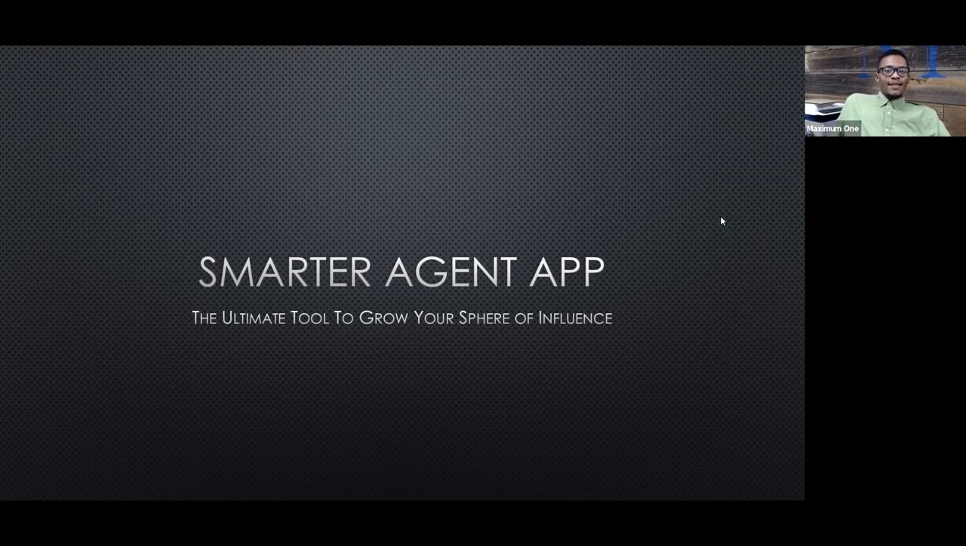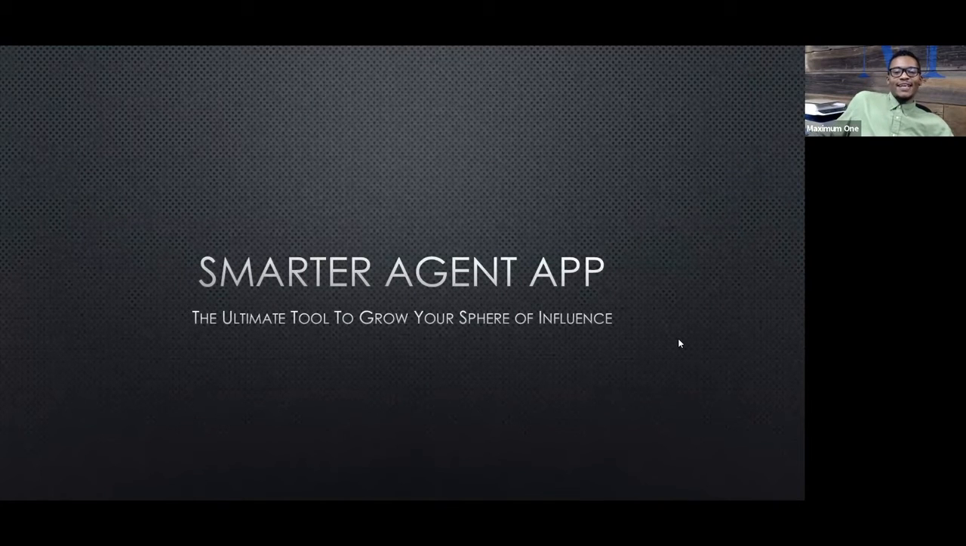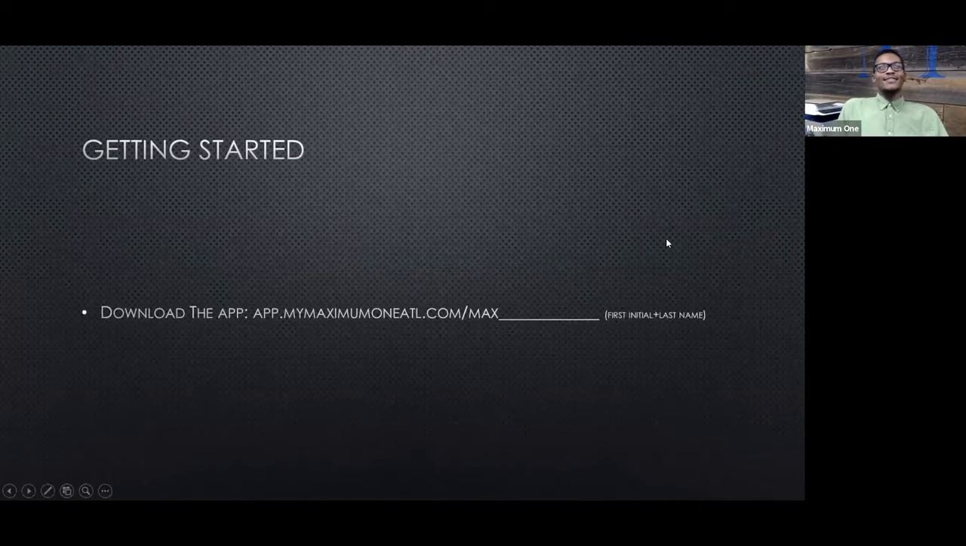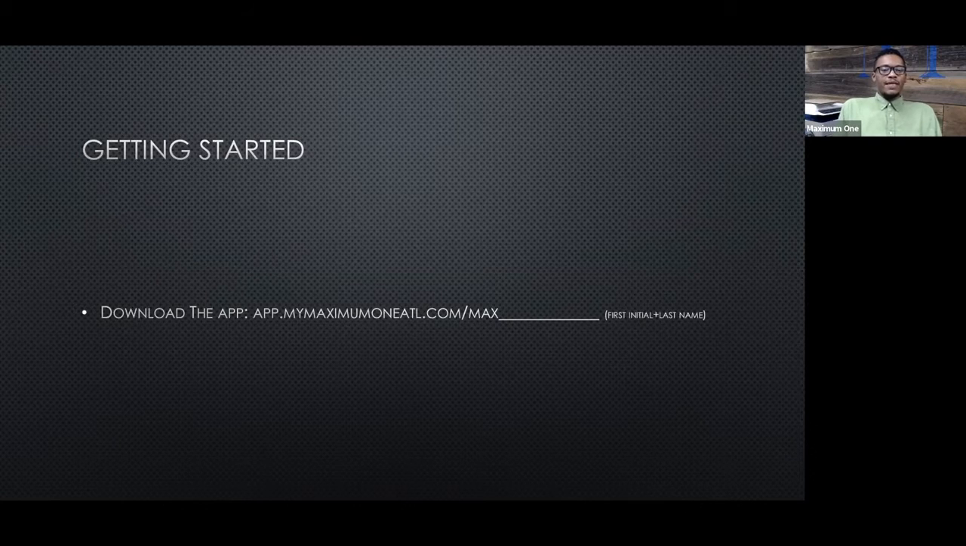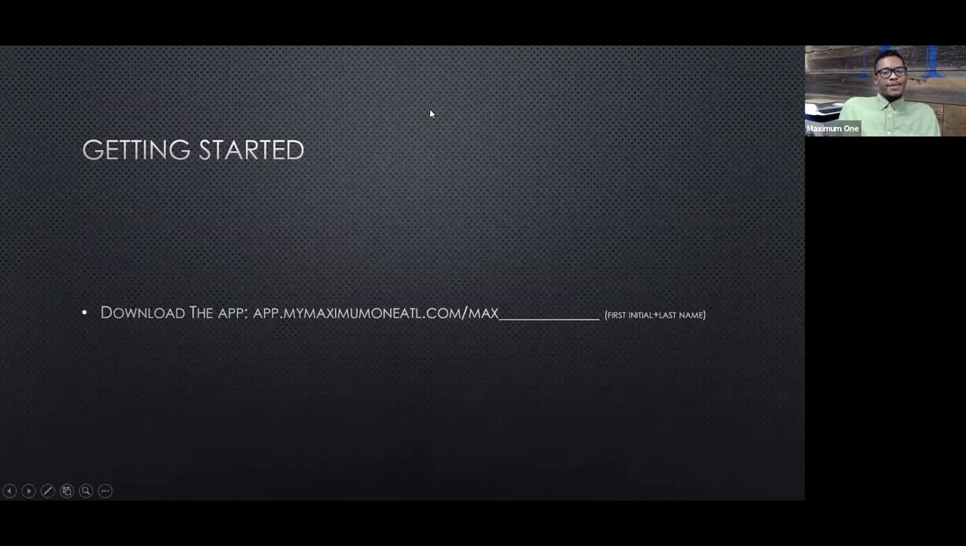First of all, let's just hope that you all have your agent app downloaded to your phone. You're supposed to download it in your orientation. So if you don't, here is the download link. It's just app.mymaximumoneatl.com/max, and then your first initial and last name, and that'll pull up the download for you. Let's see here. Is there anybody who doesn't have their app downloaded? Let's see. All right.